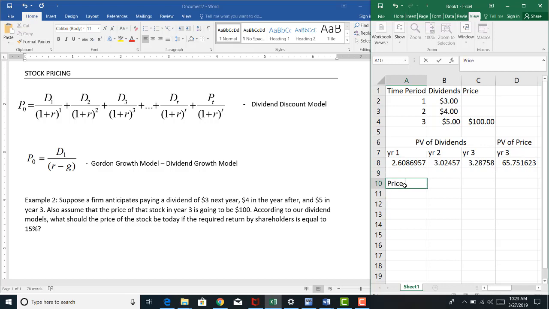The price of the stock today is going to be equal to the sum of these cash flows. So I'm going to sum these 4 cells, and I get the price of the stock given the information, according to the dividend discount model, to be $74.67.